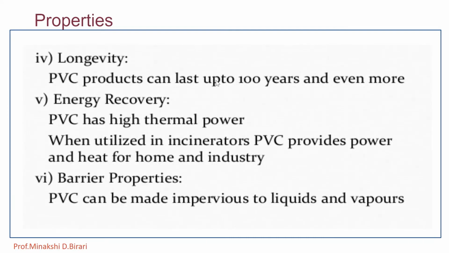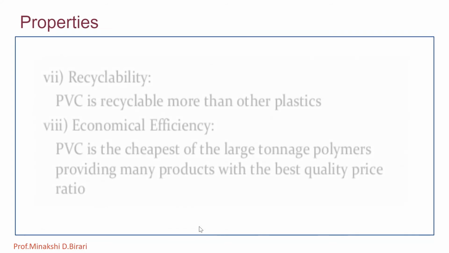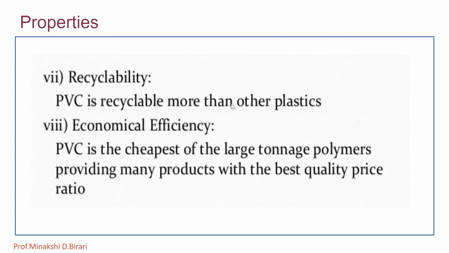PVC products can last up to 100 years and even more. Then energy recovery: when we compare, PVC has high thermal power. When utilized in incinerators, PVC provides power and heat for homes and also for industry. PVC can be made impervious to liquids and also to vapors. It is a good electrical insulator. PVC is more recyclable than other plastics. Also economical efficiency: when we observe, PVC is the cheapest of the large tonnage polymers, providing many products with the best quality price ratio.